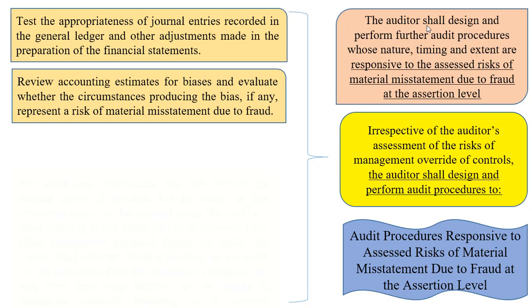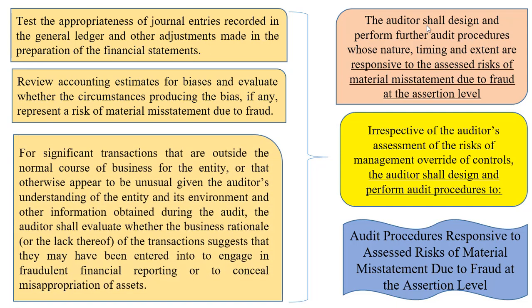For significant accounts or transactions that are outside the normal course of the business for the entity, or that otherwise appear to be unusual given the auditor's understanding of the entity and its environment, and other information obtained during the audit, the auditor shall evaluate whether the business rationale of the transactions suggests that they may have been entered into to engage in fraudulent financial reporting or to conceal misappropriation of assets.